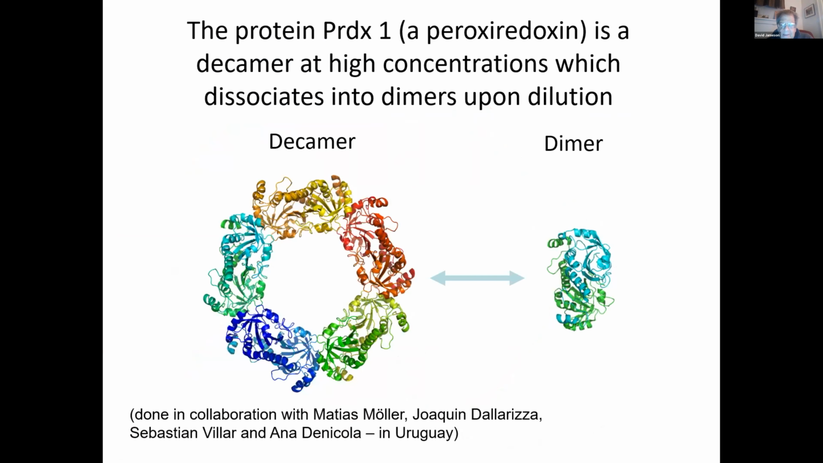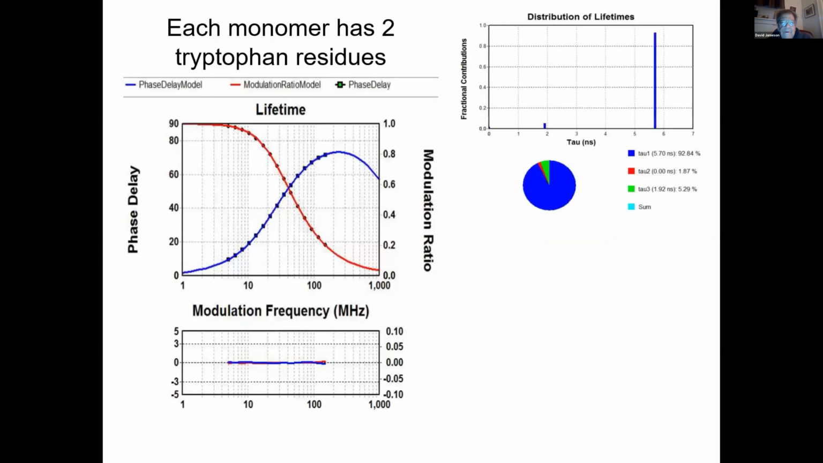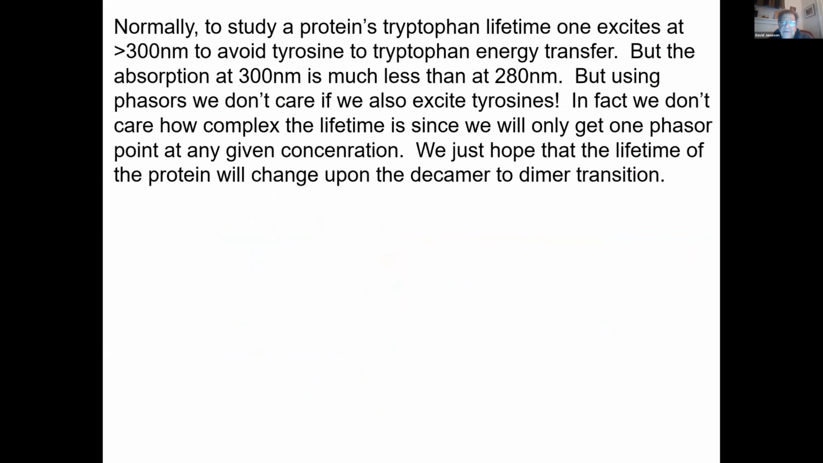And the final example was done in Uruguay with Matthias Moller, Joachim, Sebastian, and Anna De Nicola. This is in the lab where they have that ISS multi-frequency. They wanted to know if this decamer dissociates into dimer to follow the process. Well, they've done it other ways, but these have two tryptophans per dimer. And in fact, normally, if you want to study the tryptophan in there, you'd go at 300 nanometers, but that's much less absorption than at 280. But with phasors, we don't care. So you excite at 280, you don't even collect all the emission. You don't care how complex it is.